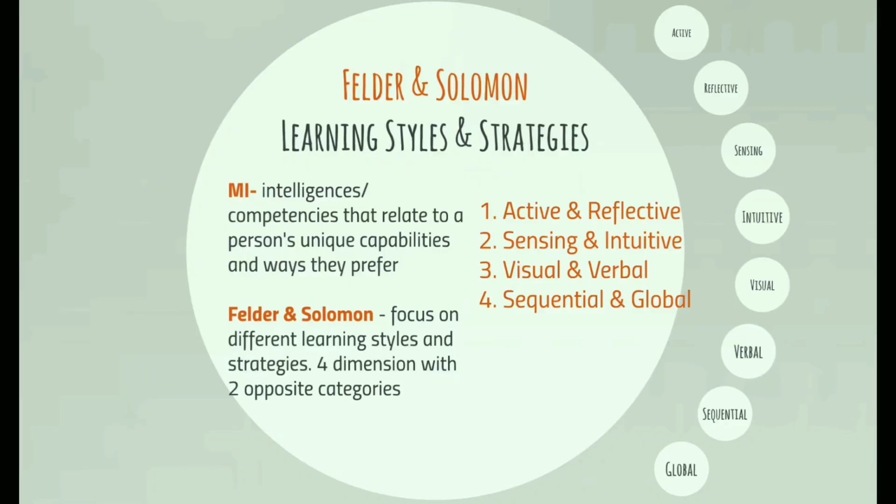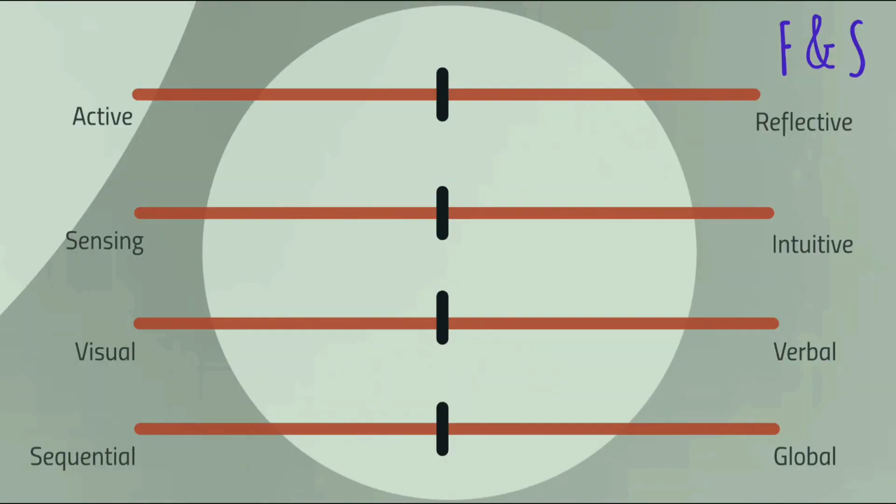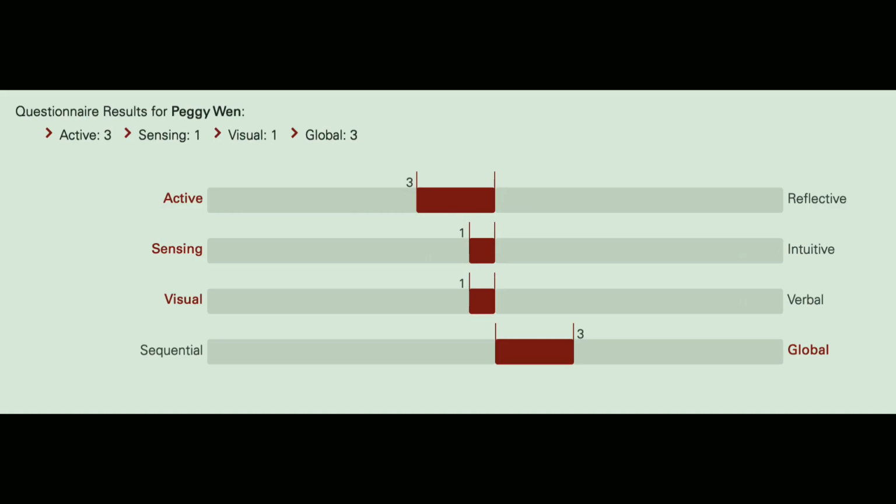Last one is Felder and Solomon. It is a little bit familiar with multiple intelligence, but it has the opposite side of each learning style. If you are in the range of 1 to 3, which means you can easily change to the other style, like my visual and verbal part. Although I'm more of a visual learner, actually I love verbal learning as well. And again, I will talk about this in my podcast.